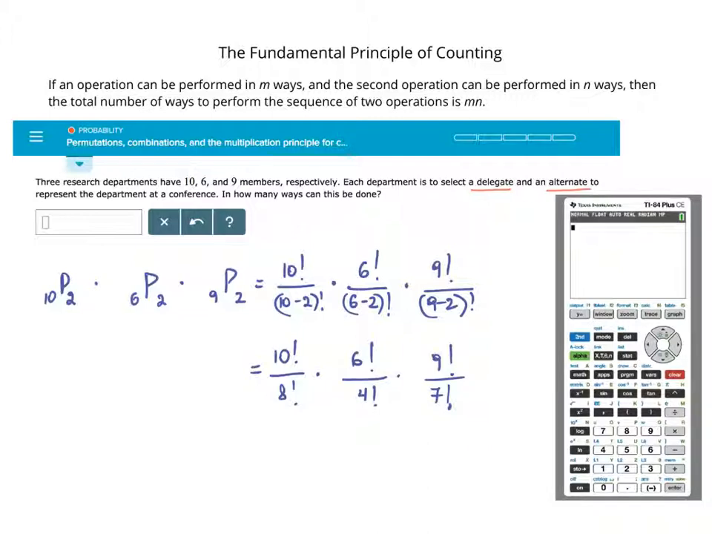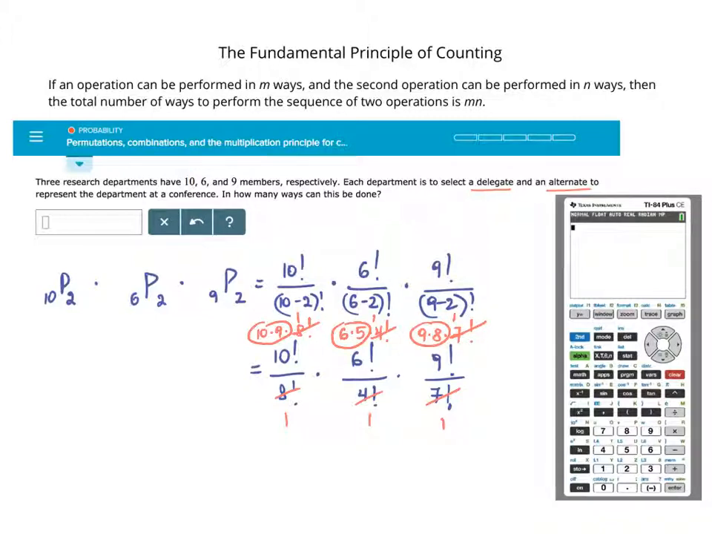10 factorial and 8 factorial are pretty close, so I'm going to look at 10 factorial as 10 times 9 times 8 factorial, the rest of the natural numbers, and 8 factorial will reduce, leaving me with 90. 6 factorial means 6 times 5 times the rest of the numbers, which can be expressed as 4 factorial, and of course 4 factorials will be reduced again between the numerator and denominator, leaving me with 30. Finally, same approach, 9 factorial means 9 times 8 times 7 factorial, 7 factorials reduce, leaving me with 72.